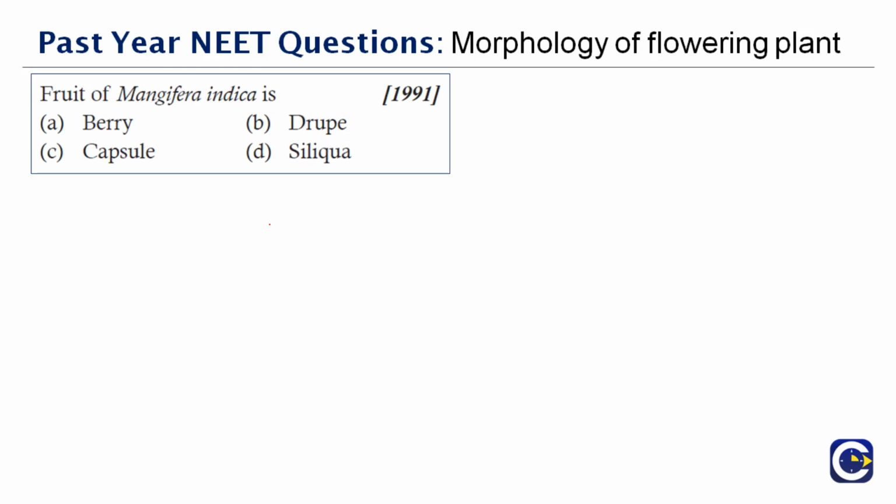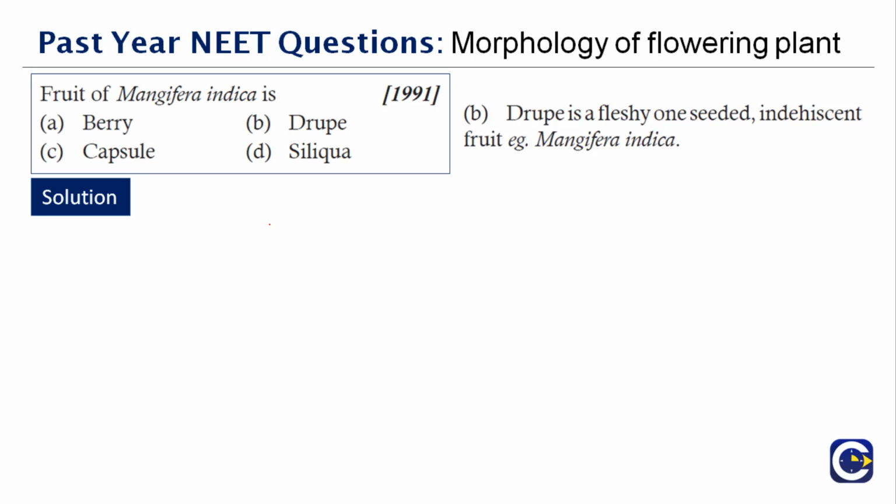Next question here. Fruit of Mangifera indica is dash. Mangifera indica is mango, right? So what is it actually? It is a drupe. Mangifera indica is a drupe. It's a fleshy, one-seeded fruit. So Mangifera indica, that is mango, is actually a drupe.